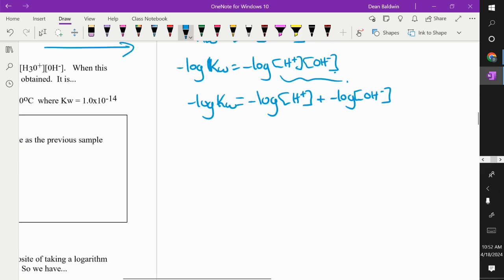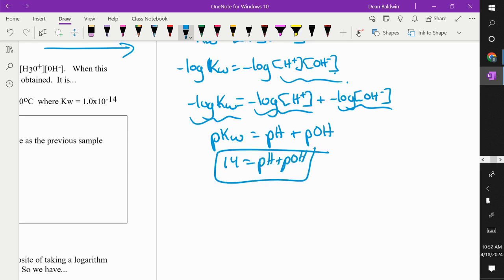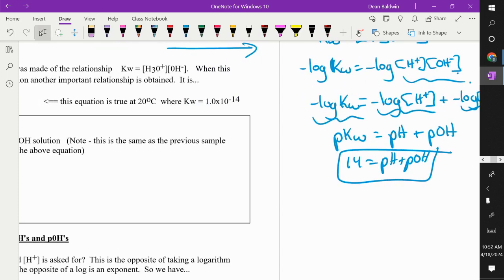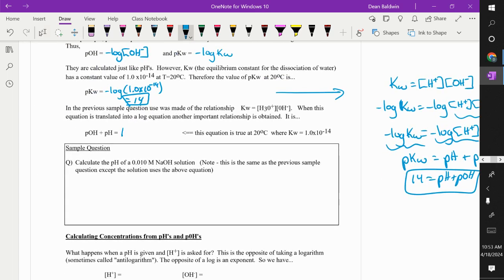This is pKw. What does pKw equal? So the pH and the pOH will always add to be 14. So that's what you should write down. pH plus pOH is equal to 14 or pKw. Actually, I'll write equals pKw and then equals 14.